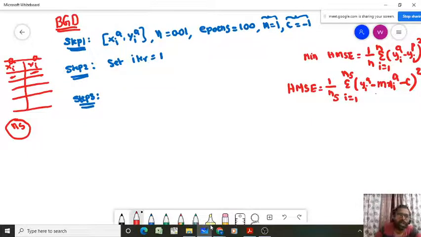Now what do we have to do in step 3 in case of batch gradient descent optimization? In stochastic gradient descent optimization, in step 3 we are assigning a sample equal to 1. But what are you expecting, what do we do in step 3?